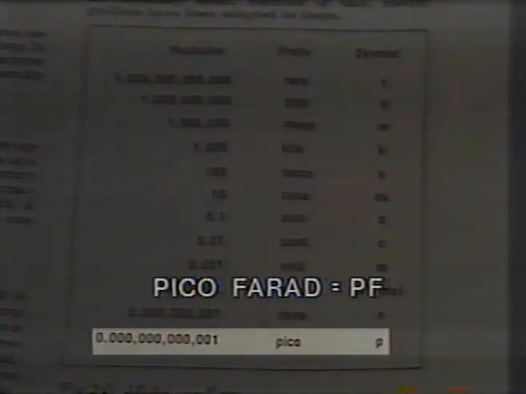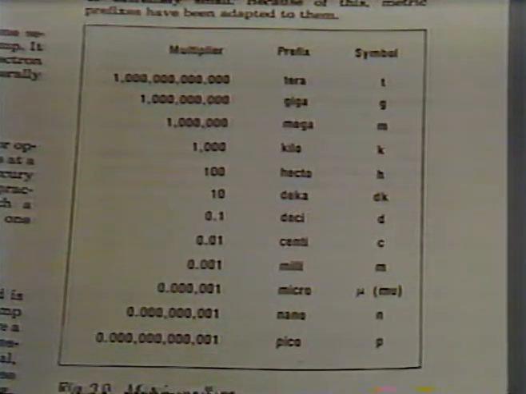Notice the prefix pico, or 1/1,000th, at the bottom of the chart. A picofarad is sometimes used to measure an electrical value called capacitance. A picofarad may be represented by the letters PF. A little further up the chart, you'll notice the symbol for micro, or 1/1,000th. It's the Greek letter mu.